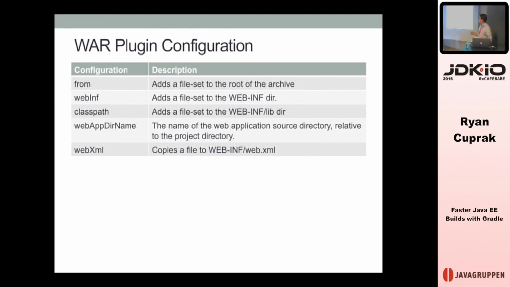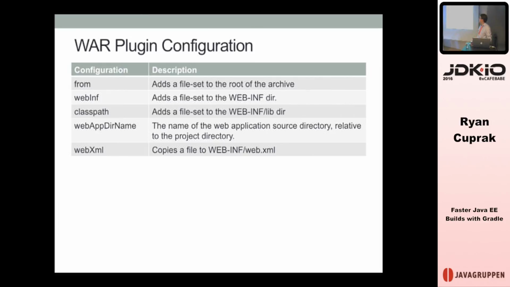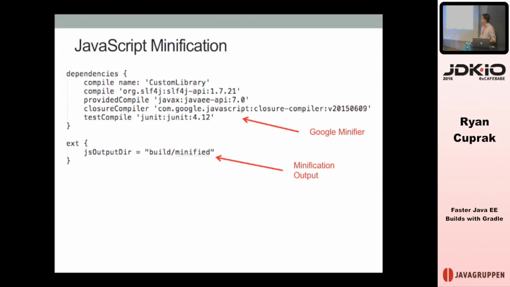And then the war plugin has a bunch of configuration settings where I can specify where the web.xml is, the web directory, class path to go into lib, and that's pretty much it. That was pretty straightforward to get an existing war project over into Gradle. Of course, most projects are going to be much more complicated. You're going to have multiple modules with it, so that's a very simplified example.